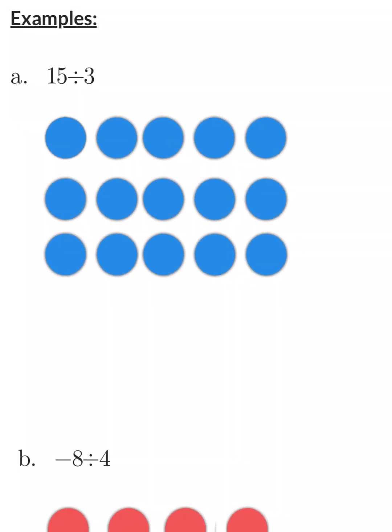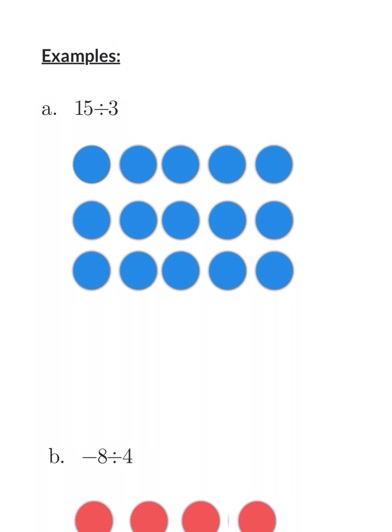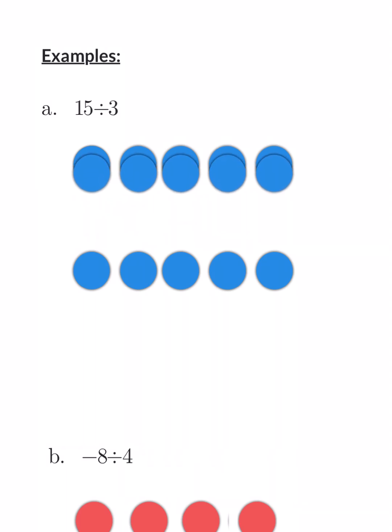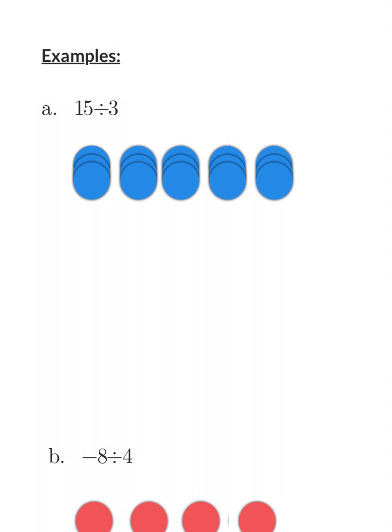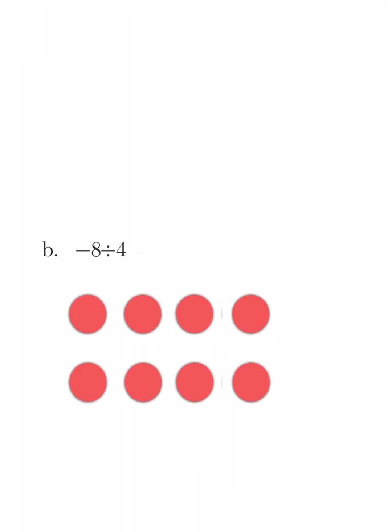All right, if we start with example A, we have 15 divided by 3. So we are starting with 15 pieces, and I want to figure out how many groups of 3 we can make. I've got a group of 3 here, and I've got 4 more groups of 3 here. So I'm going to go ahead and stack them. If we stack them on top of each other, we have a total of 5 groups, which means that 15 divided by 3 is equal to 5. Again, it's going to be positive because we didn't have to do any changing of colors.